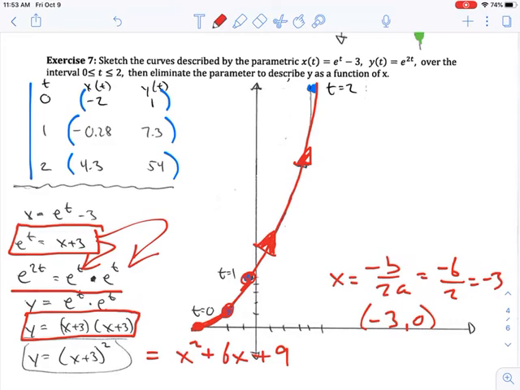All right, so this is how we can tie together the sketching of parametric equations and eliminating the parameter.